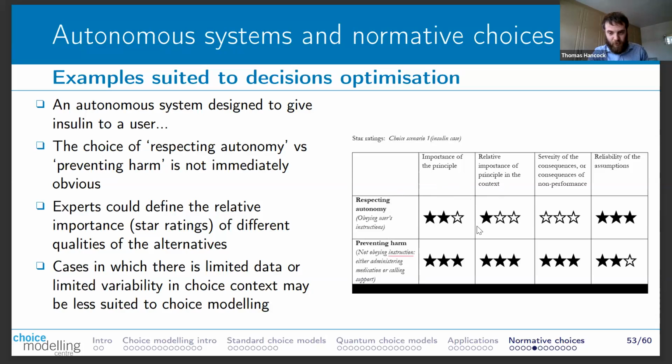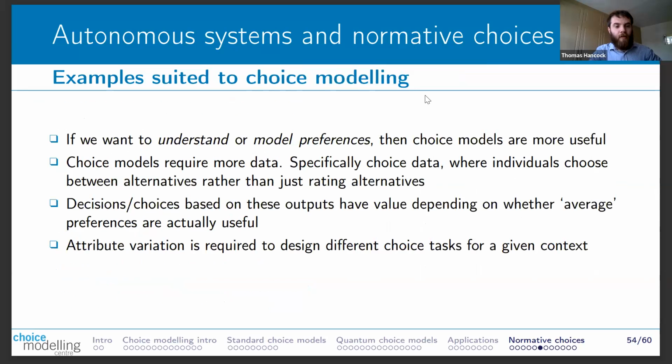So if I asked a set group of people, you wouldn't expect huge differences in what they think these values are. And there are also not multiple different cases here, in that if you're giving insulin, you're giving insulin. It's not like there's going to be a huge variation there, or different attributes that become more important in different contexts. And this is quite a stable scenario, I guess, is what I'm trying to say here.